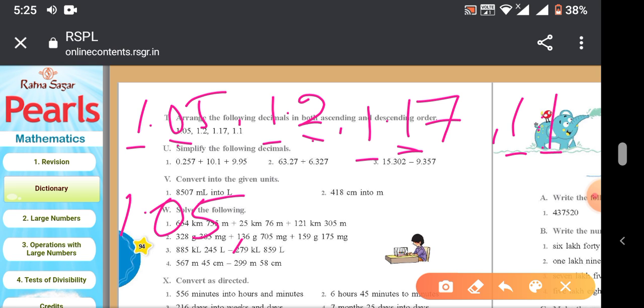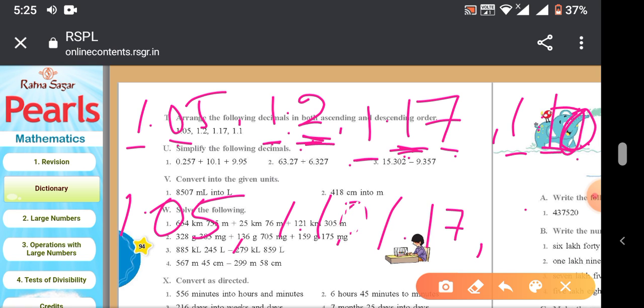After this, 1 and 1. And next, here 7 and here 0. Empty means 0, that's why it is 0. So 1.10 becomes 1.10 or 1.1. Next, after this 1.2 and 1.17. So 1 and 1 are the same. Next, 2 here and 2 here, then 1. So 1 is less than 2, that's why 1.17 comes first. Next 1.2. So this is the ascending order.